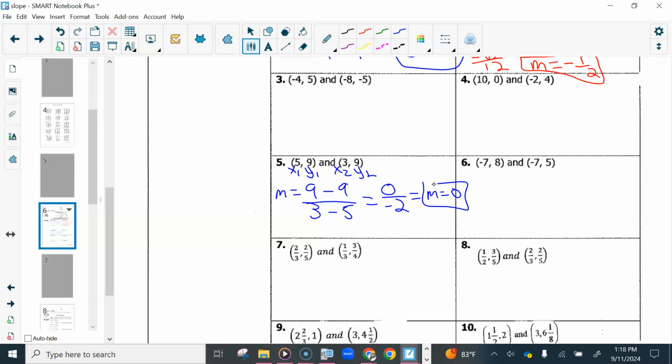Okay? Because we saw that those 9s were the same, that should tell us this is going to give us a 0 slope. I still want you to find this algebraically if you got a question like this, but keep that in mind so you can visualize it in your head. Alright, we're going to do number 6 real quick.